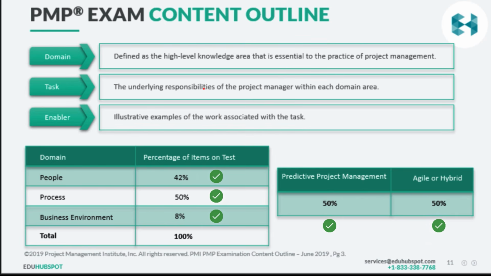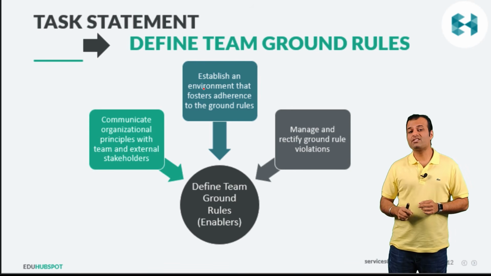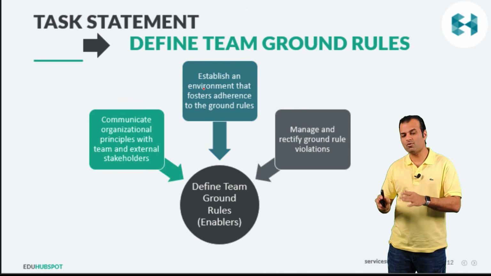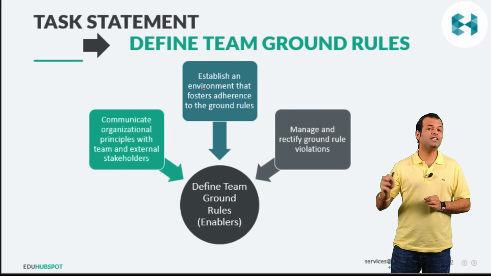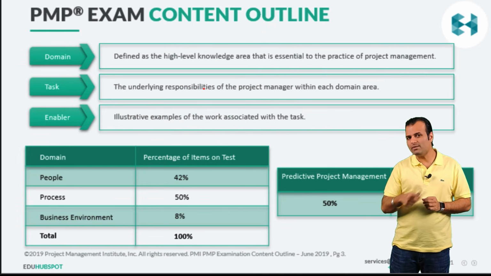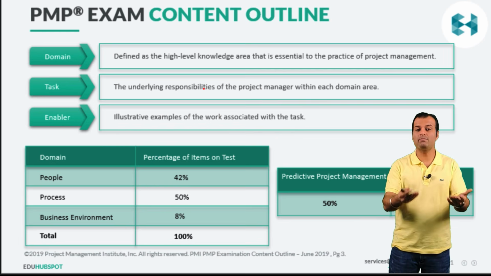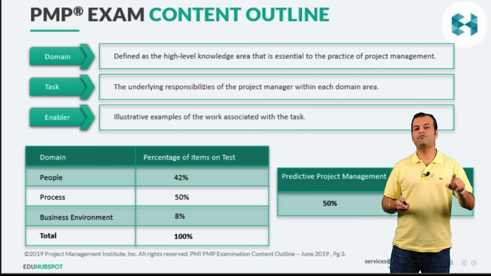So let me just show you one example. Now we have a task statement which is define team ground rules. What was a task statement? It was the project management responsibility in each domain. As you see, it is define team ground rules, which means it is part of your people domain. Because it's team, right? Team means people like you and I. So this is a task which is part of people.